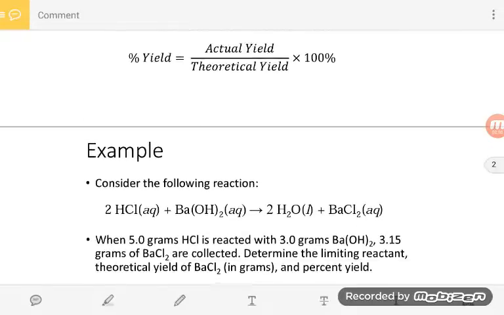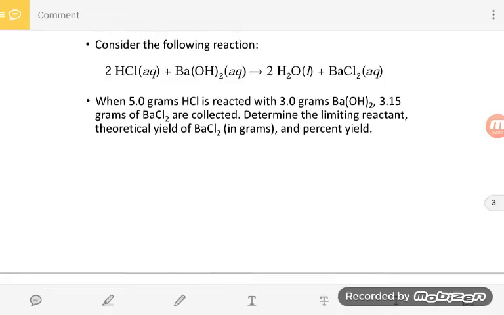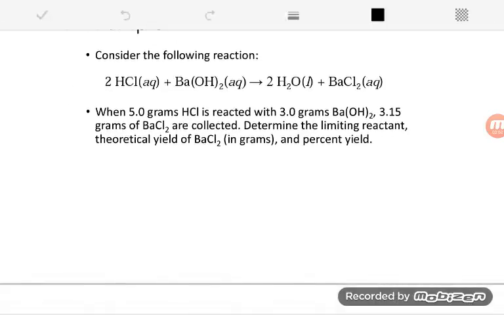So let's look at an example of one of these problems. Consider the following reaction. When 5 grams of HCl is reacted with 3 grams of barium hydroxide, 3.15 grams of barium chloride are collected. Determine the limiting reactant, theoretical yield of barium chloride, and percent yield. So notice it doesn't mention water at all, so we're probably just going to ignore it for this entire reaction.